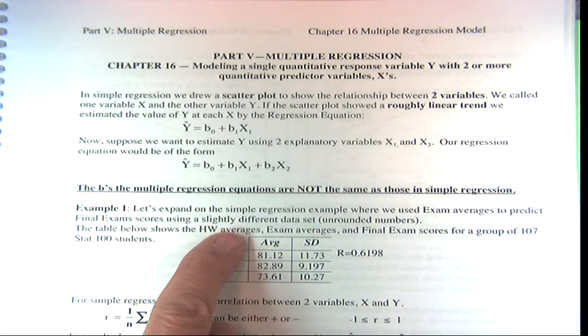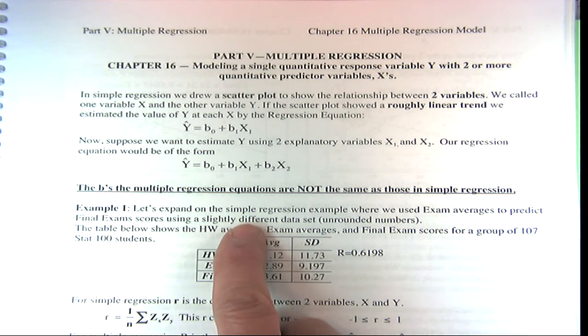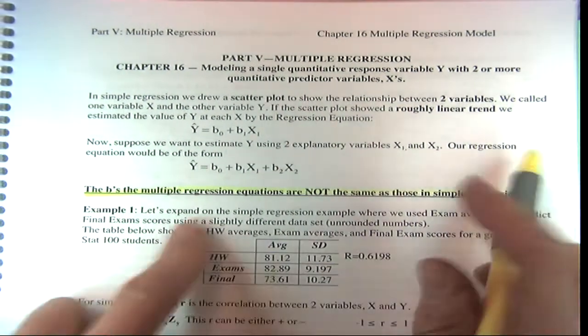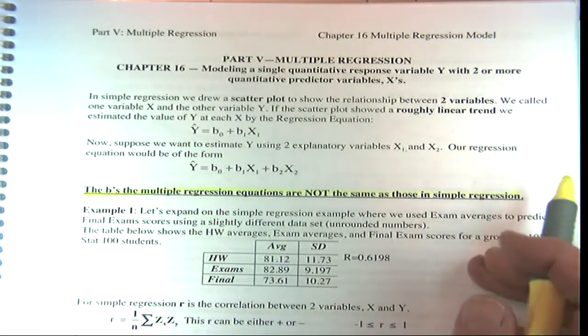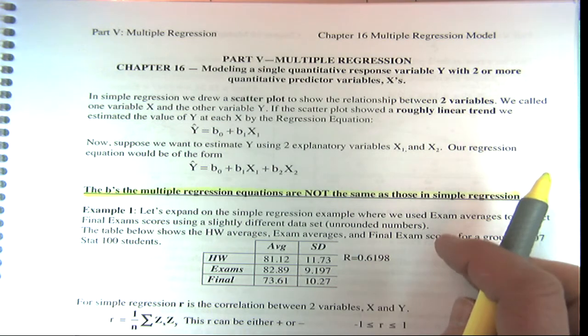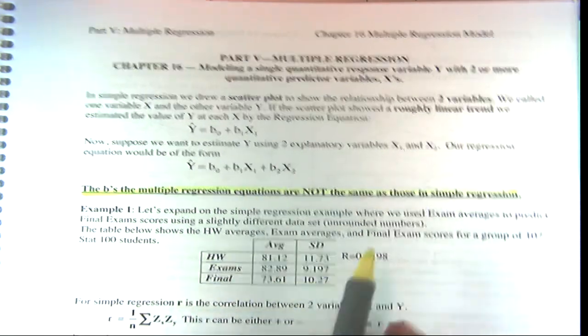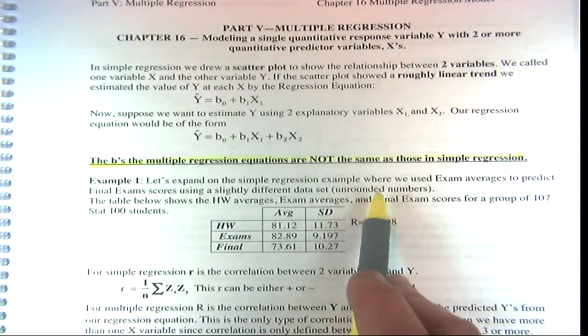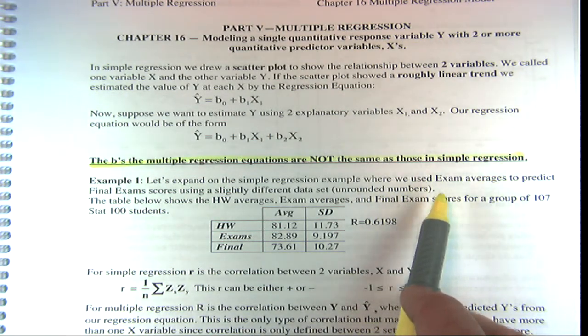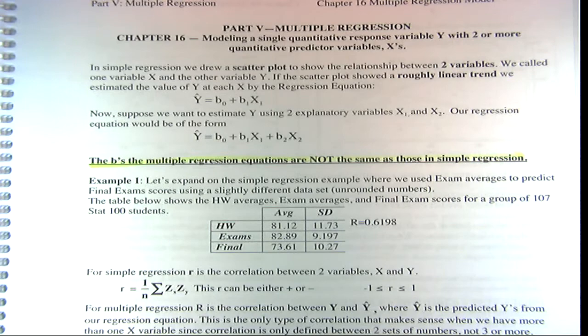So here's an example. We're going to expand on the simple regression. So we should say that we can't just combine homework predicting finals and exams predicting finals and keep those same slopes. They change. So let's expand on that simple regression that we did before. I think it was on page 31. I can just check. Go back to page 31 here. It was a while ago.